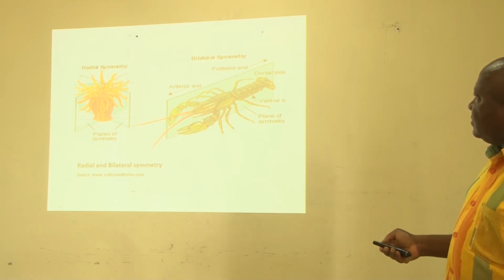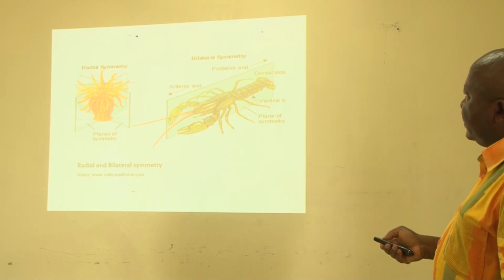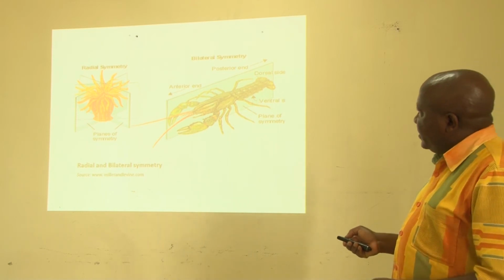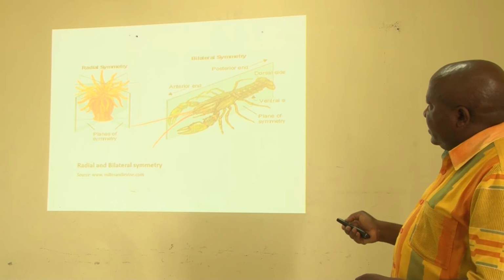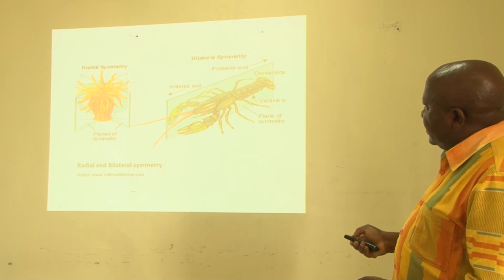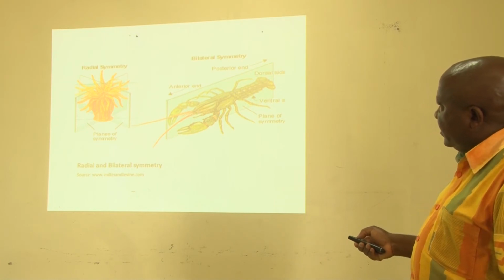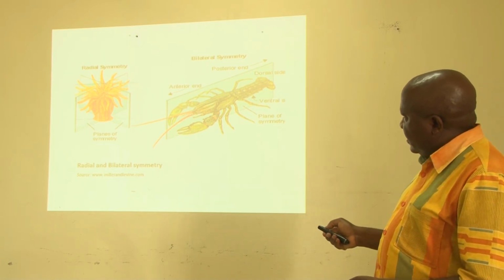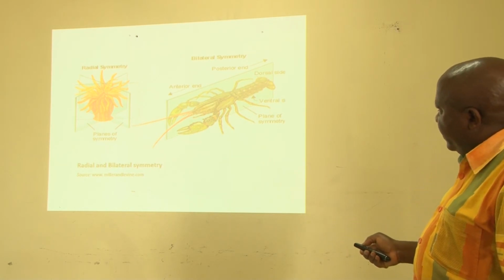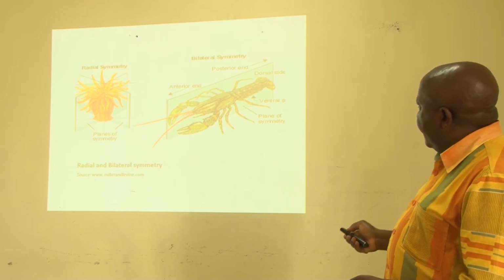In this picture, you can see that this is a cylinder, which is a radial symmetry. You can divide it in many ways. It is radial symmetry. But when you divide it in between, you cannot get the mirror image of each other.